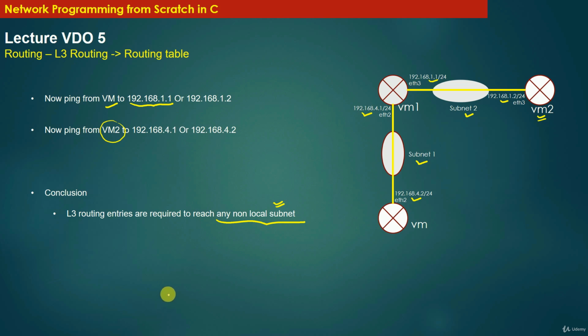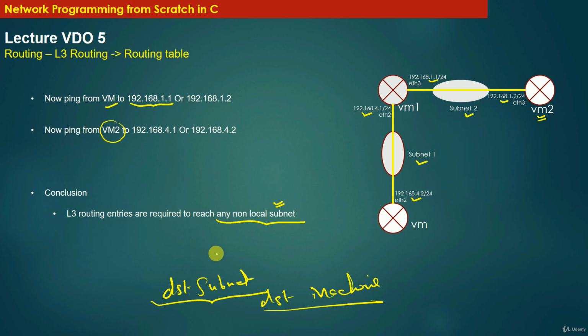So there is a difference between destination subnet and destination machine, right? The destination machine is present in a destination subnet, and in a destination subnet there can be many machines, right? So once the packet reaches the destination subnet, then it is the job of L2 routing to take the packet from the destination subnet to the destination machine, which is actually one of the machines in the destination subnet. We have already discussed this when we were discussing the overview of layer 3 routing.